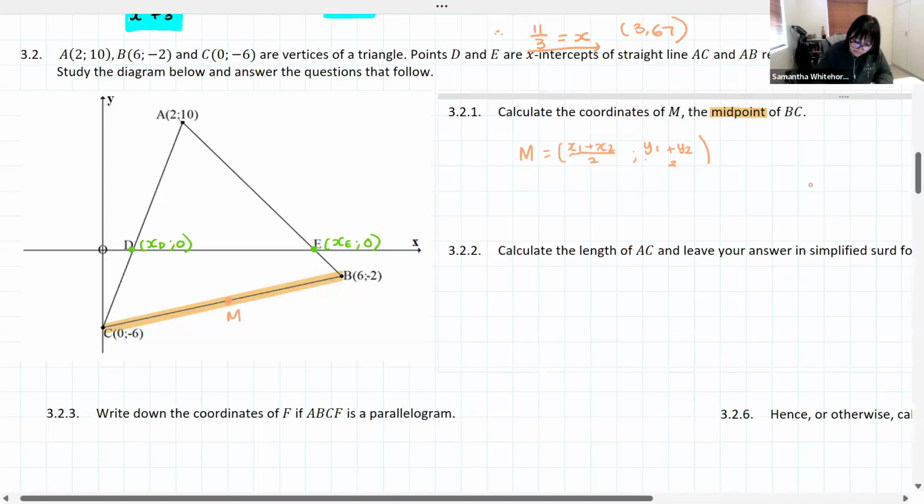Now you don't have a line. Okay, formula given, work out your midpoint for me.